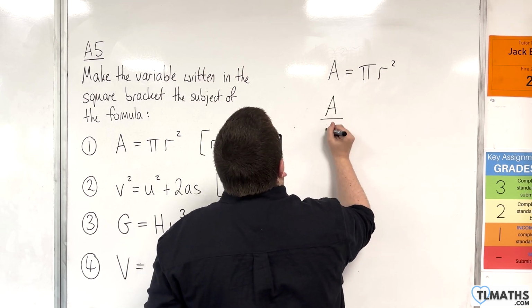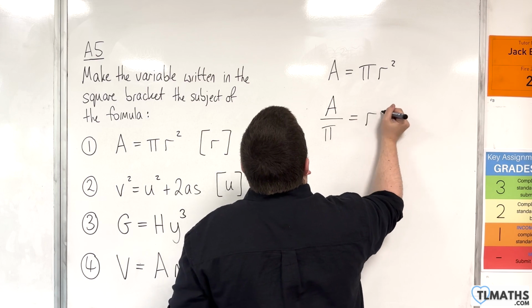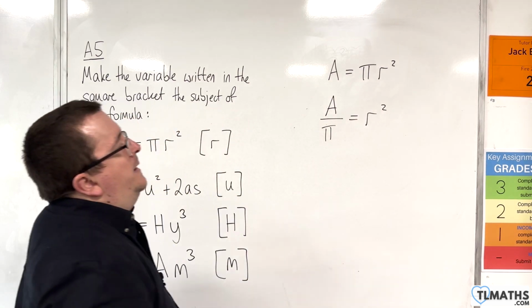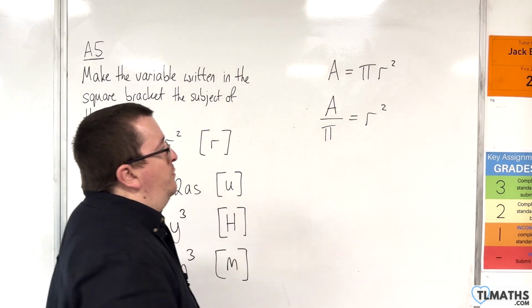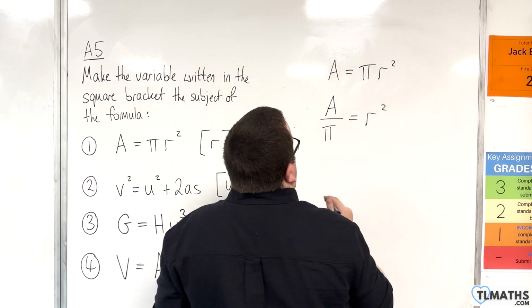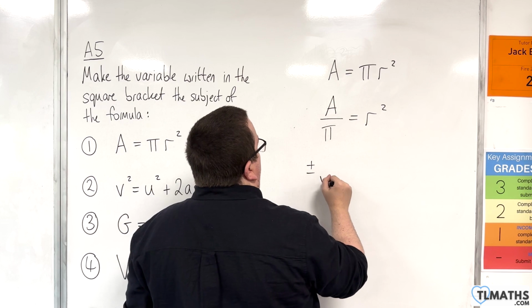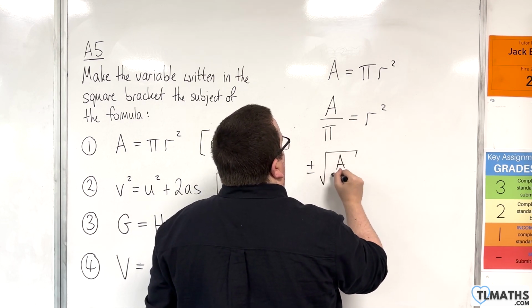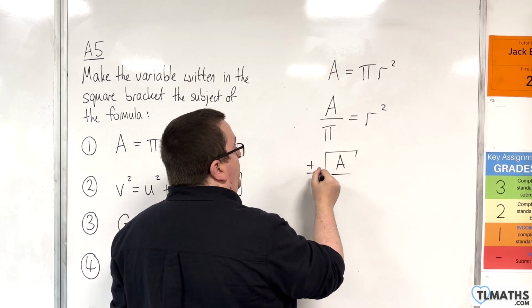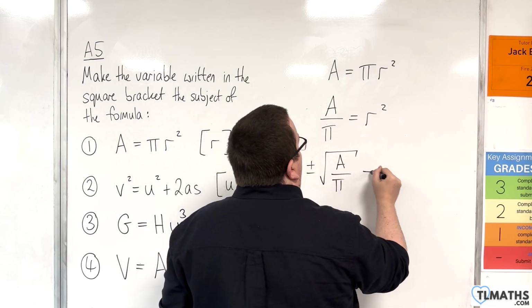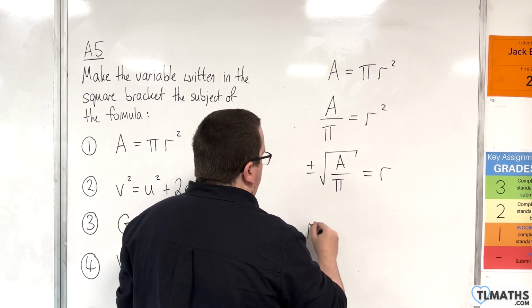So A over pi is equal to r squared, and then I can square root both sides to get myself r. Now when I square root both sides I'm going to get a plus minus, so I'm going to get plus minus the square root of A over pi is equal to r.